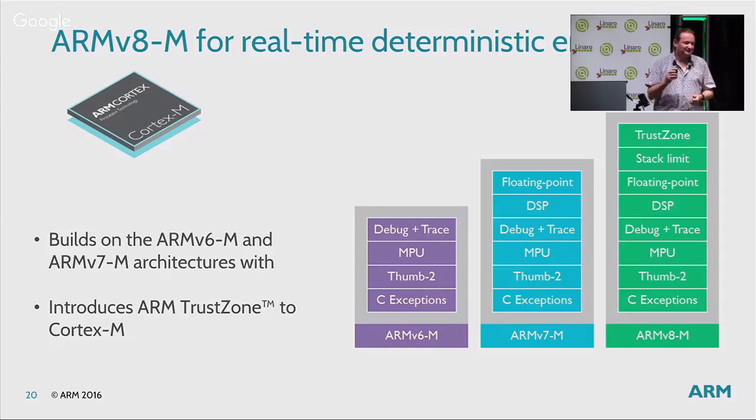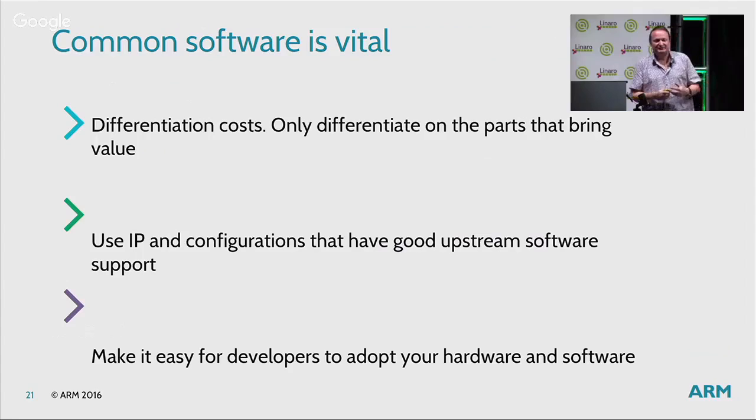Why are we talking about that? Well, as I said, common software is vital. Any bit of differentiation is actually cost, right? So every single line of code that you write that's specific to your product is actually cost.